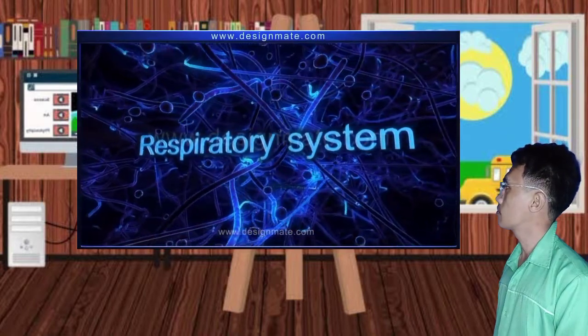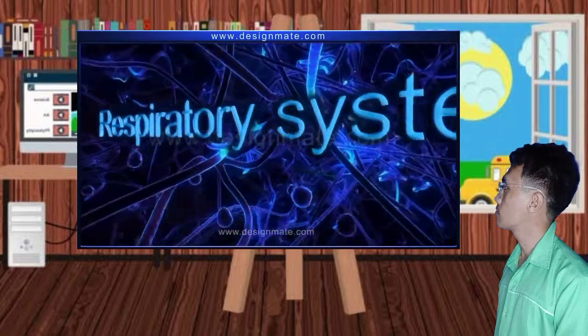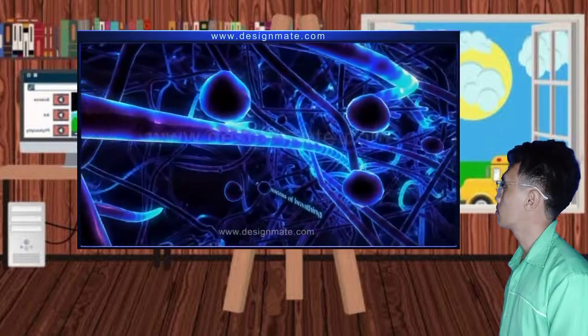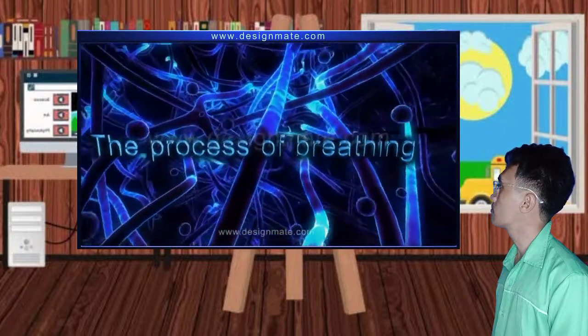Respiratory system. To understand the process of breathing.